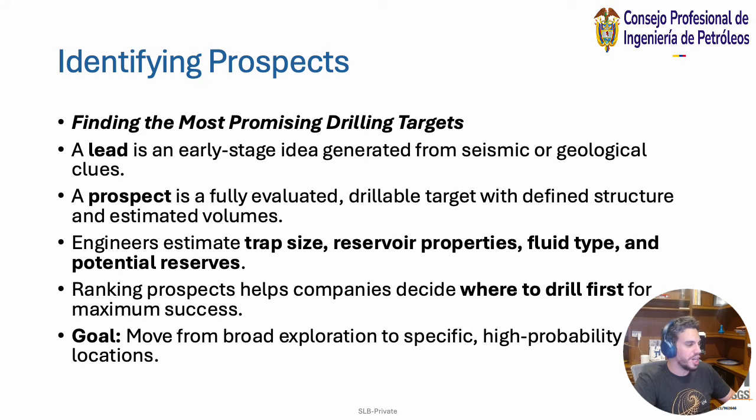So let's define these terms here. A lead is an early stage idea based on a seismic or a geological model, or the clues they've gathered, or the data they were able to acquire, right? And a prospect is a fully evaluated drillable target which defines structure and estimated volume. So a prospect is basically what we just discussed: for these 5 wells, I'm going to drill them in these specific locations to gather more data and information about my reservoir, right? So I can optimize my production for the life cycle of the reservoir.